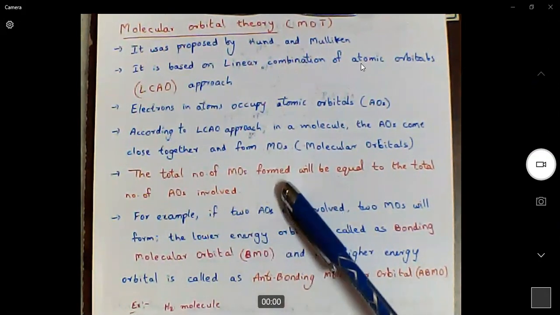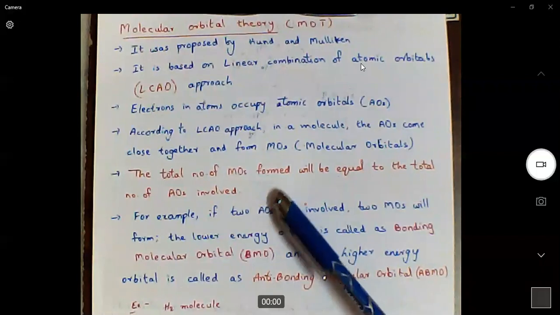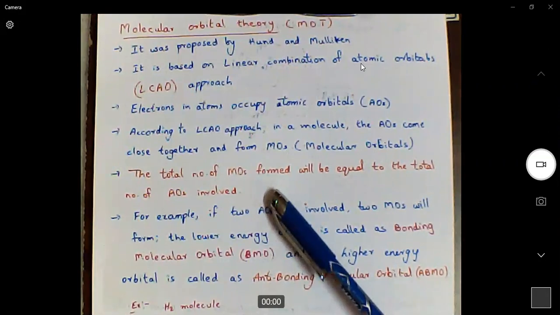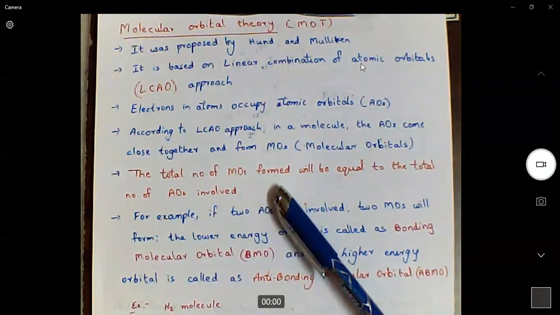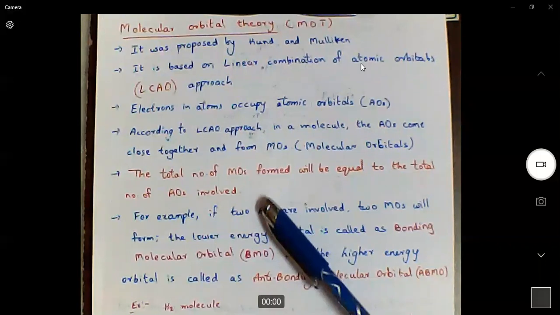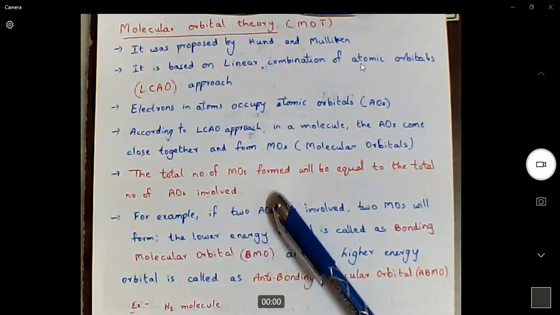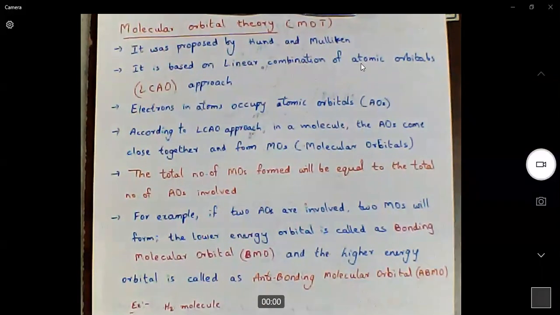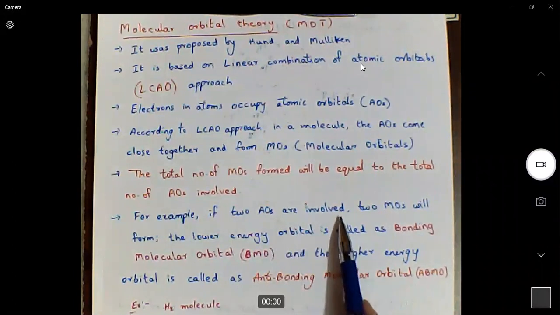The total number of MOs formed will be equal to the total number of atomic orbitals involved. So whenever we supply two atomic orbitals, we also get two molecular orbitals. If we supply four atomic orbitals, we will get four molecular orbitals. So the number of atomic orbitals involved in the LCAO approach must result in the same number of MOs. For example, if two atomic orbitals are involved, then two MOs will be generated.